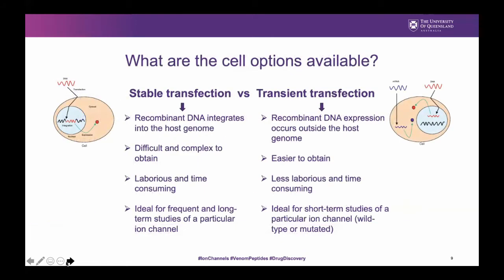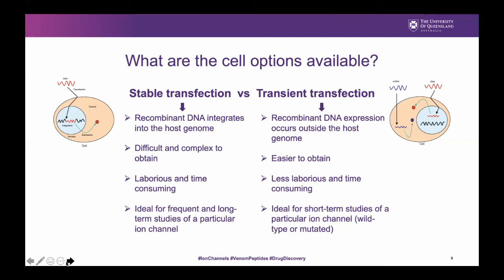So what are the cell options available? Remembering we are now focusing on understanding the function of these channels in mammalian systems, as we are interested in understanding diseases that affect humans. The initial studies I showed you mostly use cell lines stably expressing recombinant ion channels.